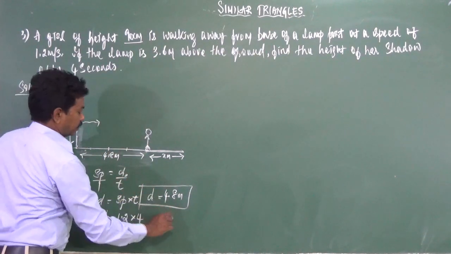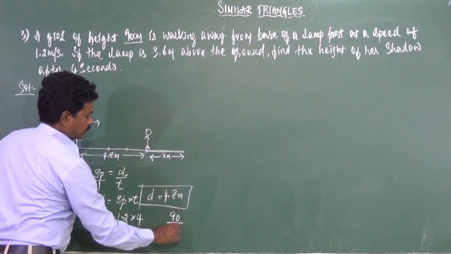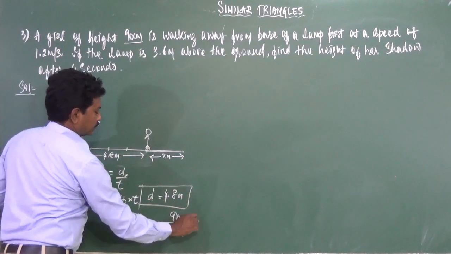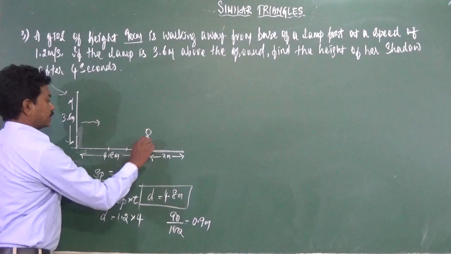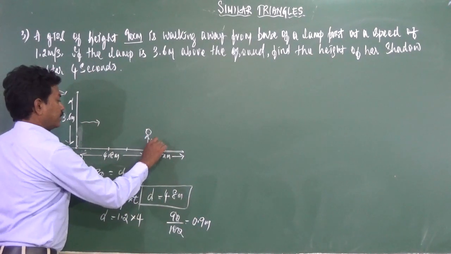So 90 centimeter, 90 divided by 100. So that becomes 0, 0 cancels. So it is 0.9 meters. So what is the height of the girl? So it is 0.9 meters.